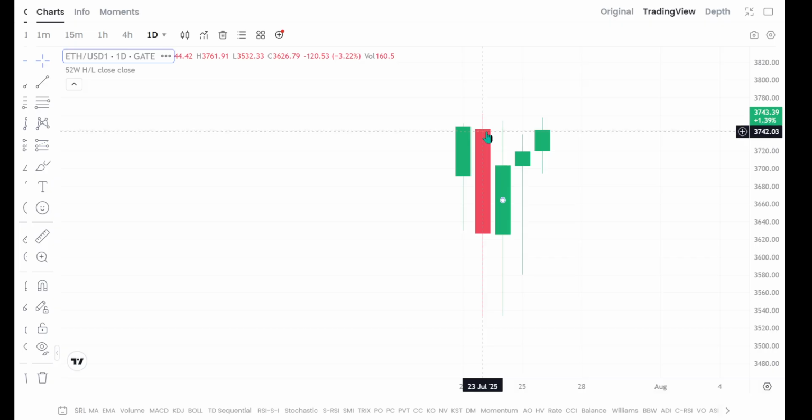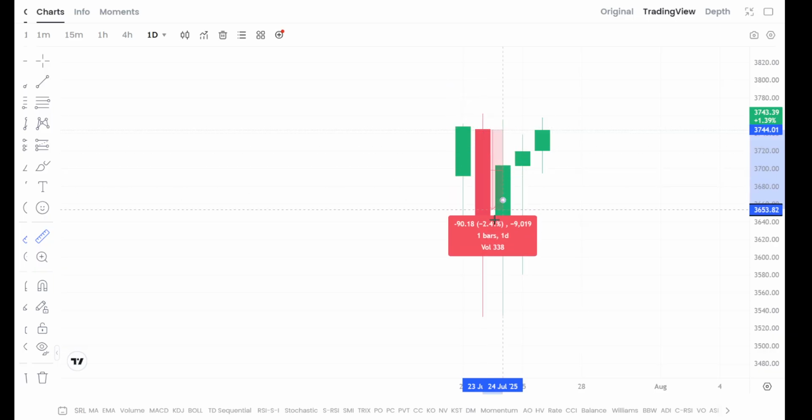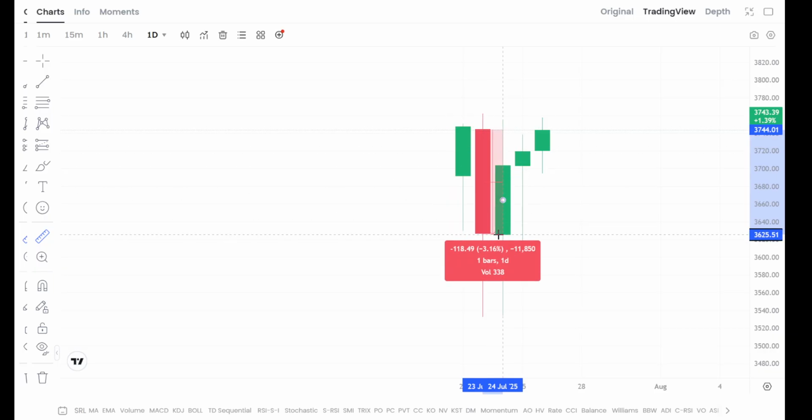On the next day, 23 July, the market price of Ethereum was opened at 3,745.98 USD1. The market price went down and was closed at 3,627.48 USD1.